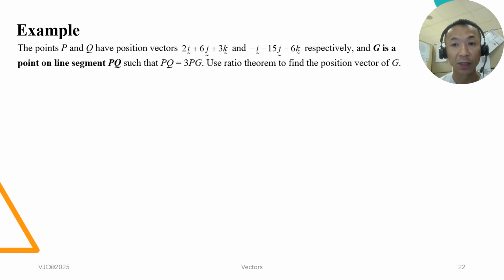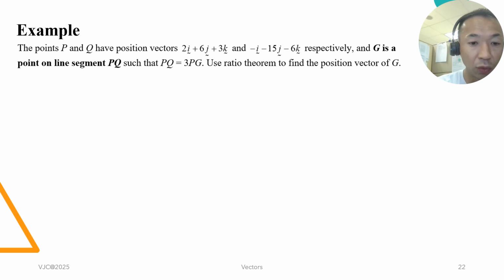Okay, let's take a look at this example to illustrate the use of ratio theorem. By now we should be quite familiar with this idea of position vector. P and Q have these two position vectors. Now G is a point on the line segment PQ.